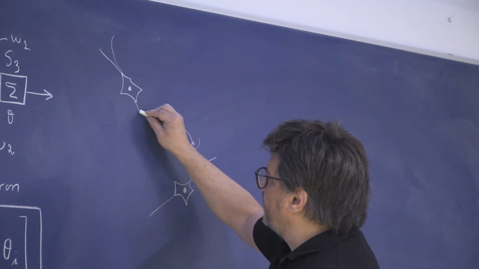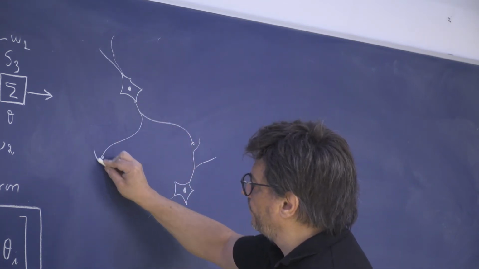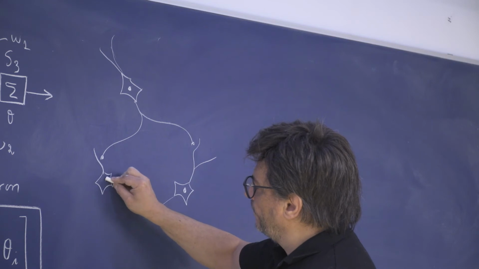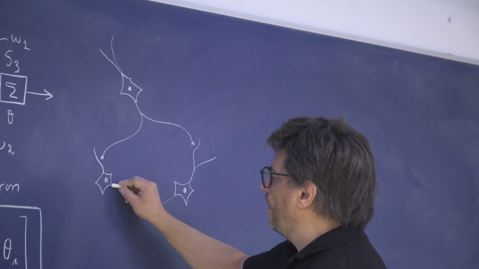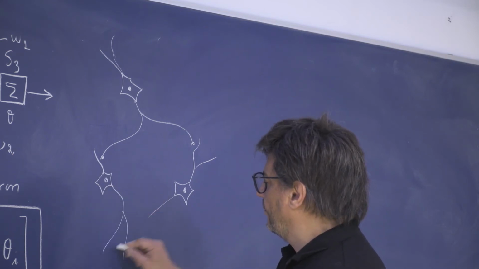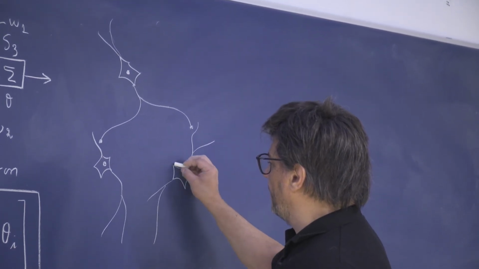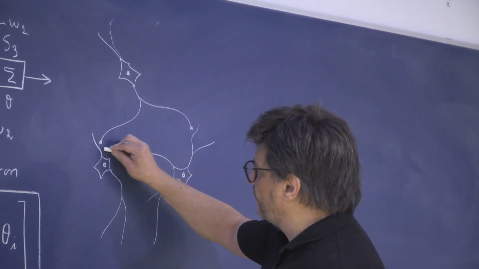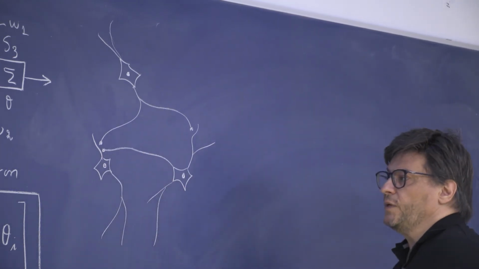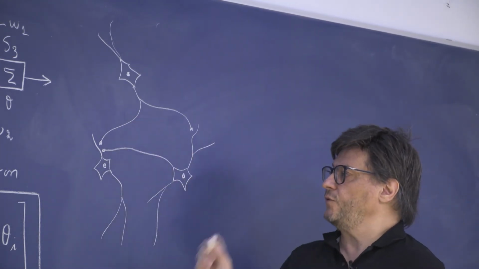Let's say here and here. Okay. Now, each neuron does whatever it does, but let's assume that this neuron also sends a signal to this one, so you have two inputs for that one.